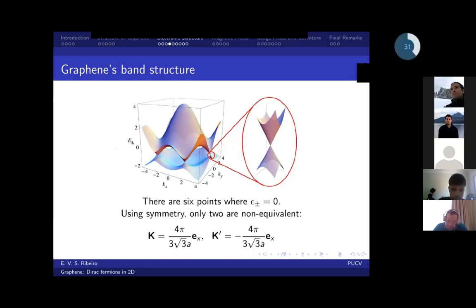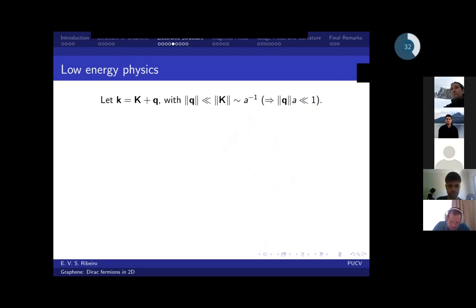So of these 6 points, only 2 of them are non-equivalent. We can see this by using the symmetries of the honeycomb lattice, which are these 2 diametrically opposed positions, which I'm calling K and K prime. These are called Dirac points or Dirac cones, more specifically for this conical structure here. And here is where we will focus from now on. It's where the interesting physics happens for us. So what we want to study is the low energy physics close to this region of the Dirac cones.